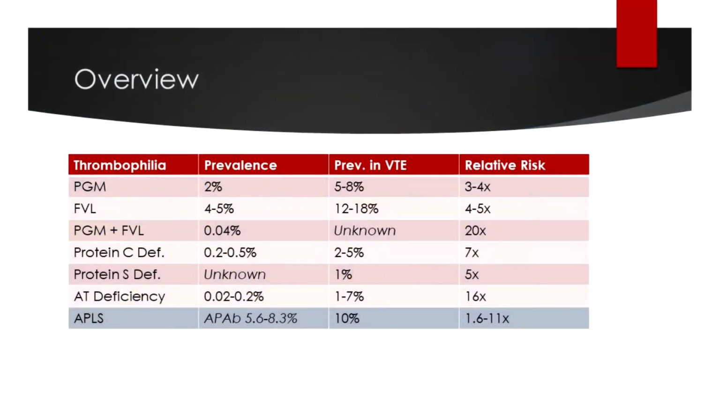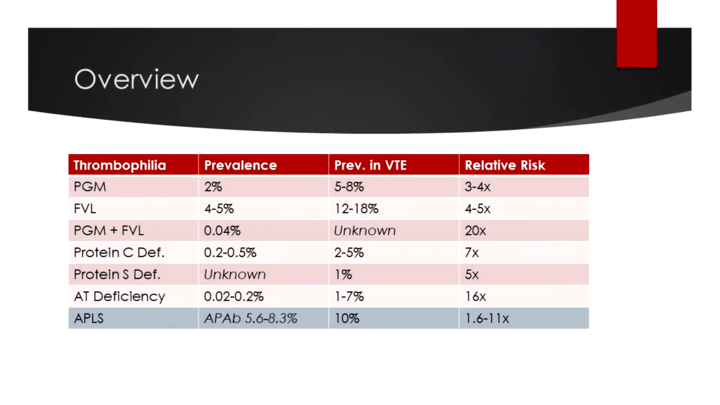In fact, you can get combinations of these two. They're not mutually exclusive, and if you were to have both of them together, which is super rare, it would give you a 20 times relative risk. So that suddenly is a very different consideration. And occasionally you'll do a thrombophilia panel and find that they have 2 of these, and they're ones that you need to take more seriously.